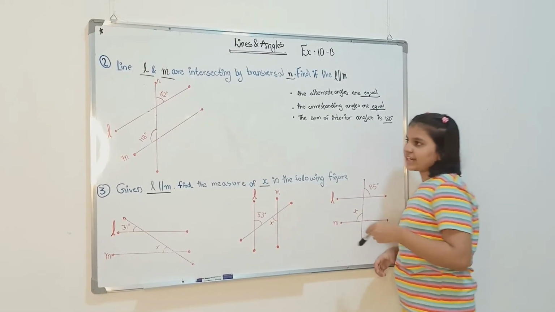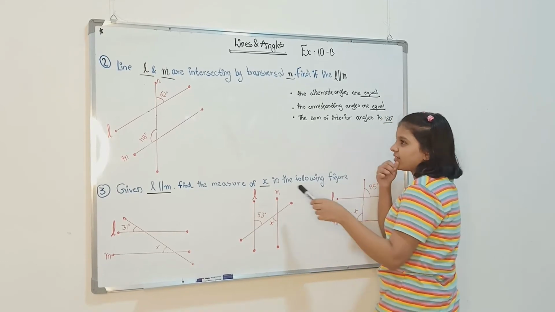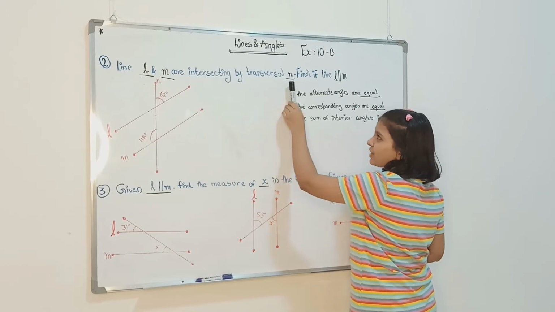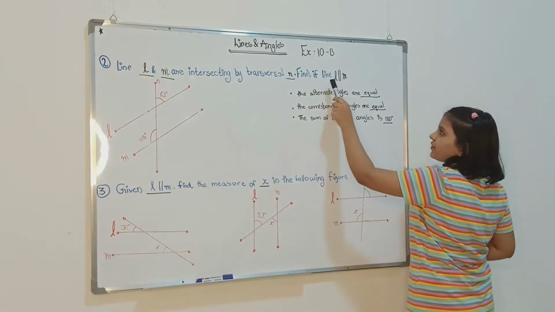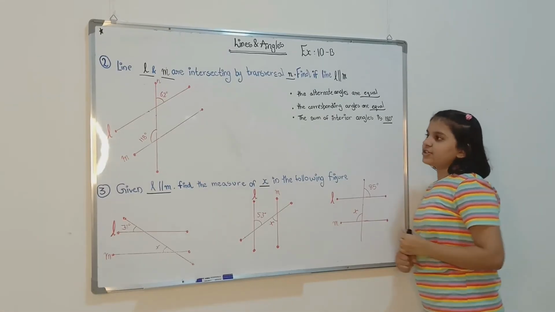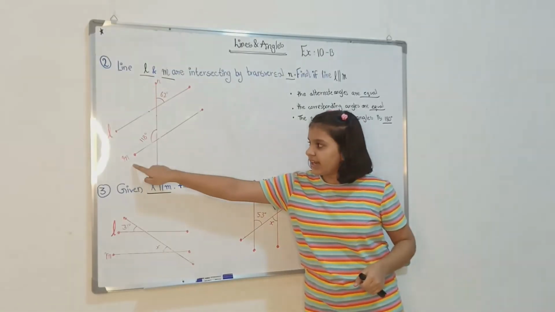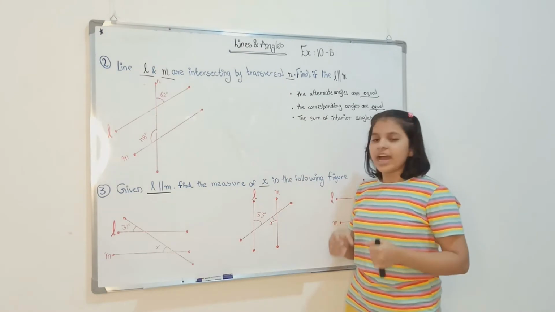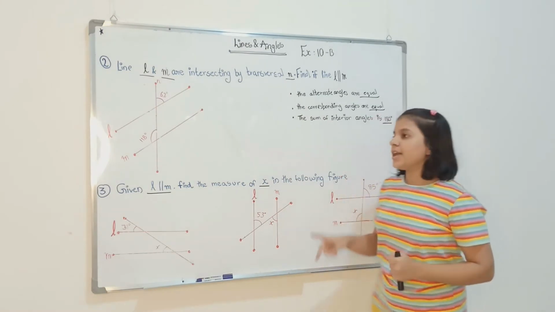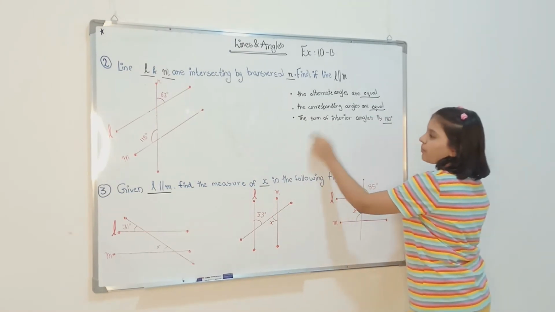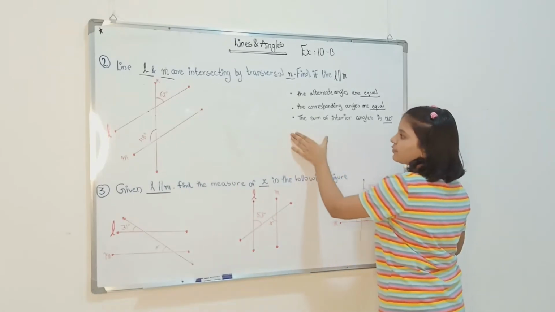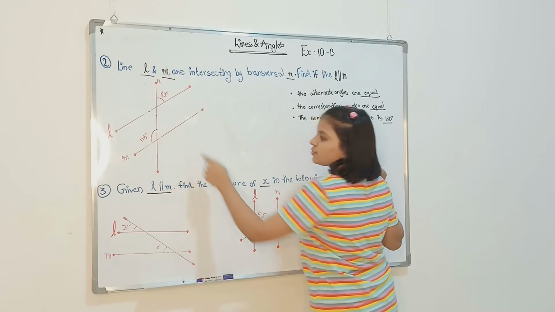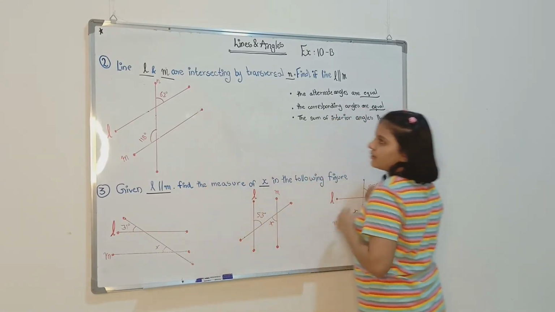So now we will do the second question of this exercise. The question is, lines L and M are intersected by transversal N. Find if the lines L and M are parallel. So here we need to find if these two lines, line L and line M, are parallel. If you remember, we learned how to check if two lines are parallel by proving any one of three properties. Here we have to prove any one of these properties in this figure.